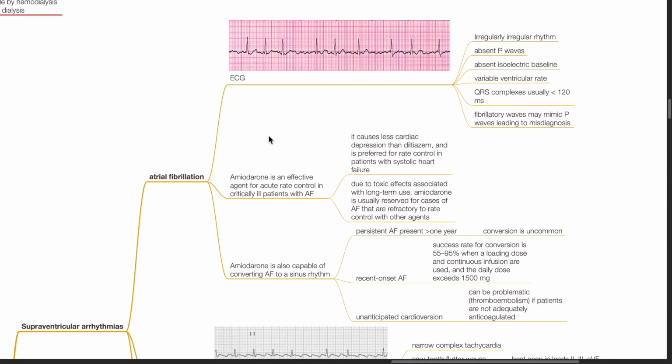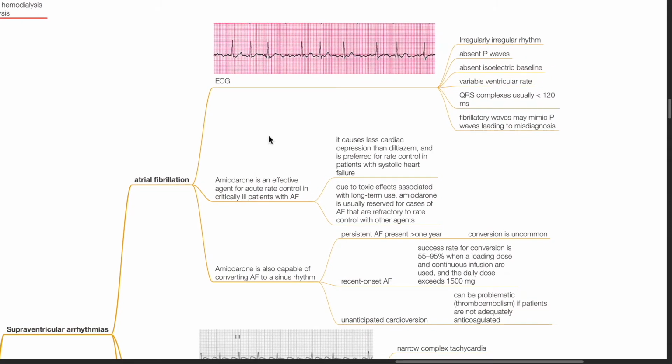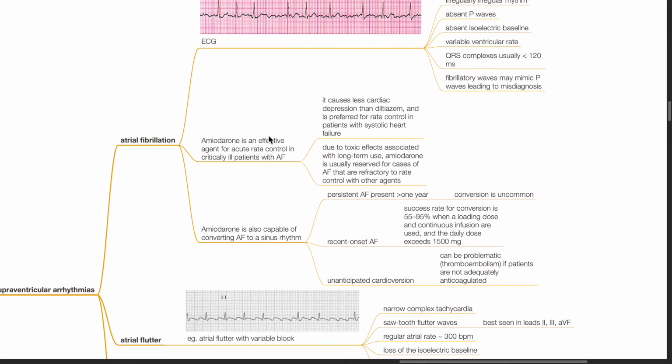Regarding AF, amiodarone is an effective agent for the acute rate control in critically ill patients with atrial fibrillation. It causes less cardiac depression than diltiazem and is preferred for the rate control in patients with systolic heart failure. Due to toxic effects associated with long-term use, amiodarone is usually reserved for cases of AF that are refractory to rate control with other agents. Amiodarone is also capable of converting AF to a sinus rhythm. For persistent AF present for more than 1 year, this conversion is uncommon.